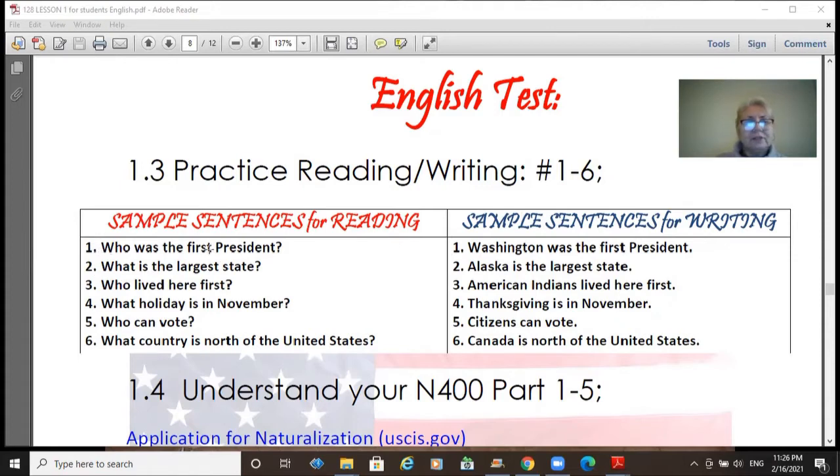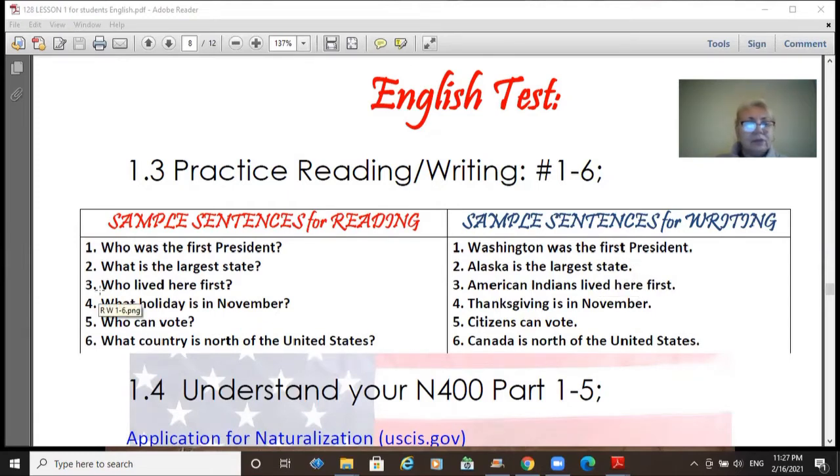Number 1 for reading. Who was the first president? President is capitalized, and I suggest you capitalize that word anytime you hear it. Number 1 for writing. Washington was the first president. Number 2 for reading. What is the largest state? Number 2 for writing. Alaska is the largest state.